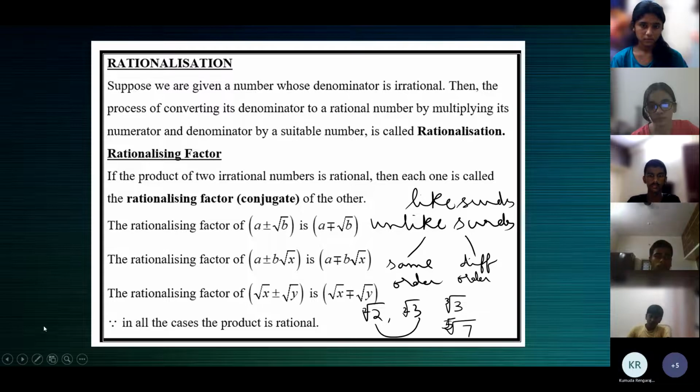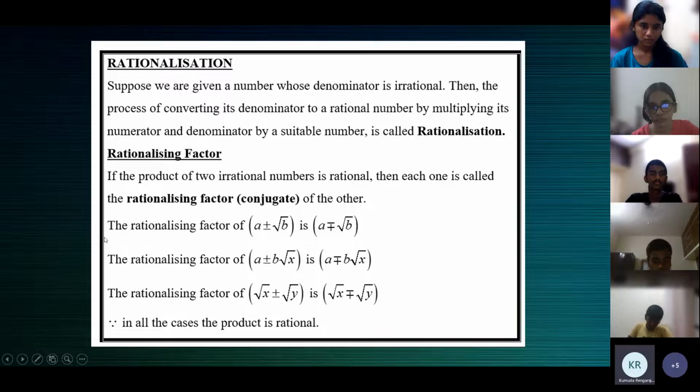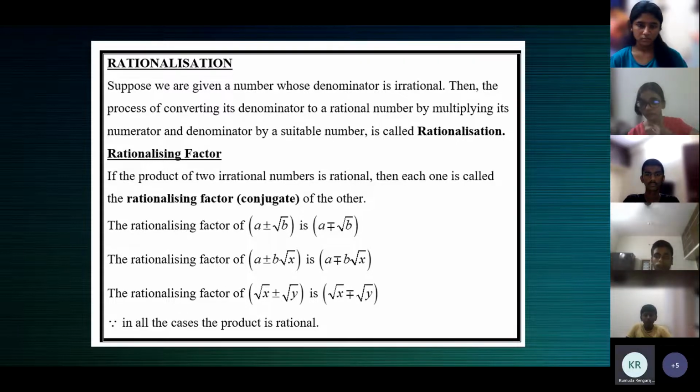All right. So now, what you see on your screen is the introduction to the concept of rationalization. To understand rationalization, we had to understand how to evaluate expressions, what you did in the last class. At the end of last class, we understood how to evaluate expressions using algebraic identities. That forms an integral part of rationalization.